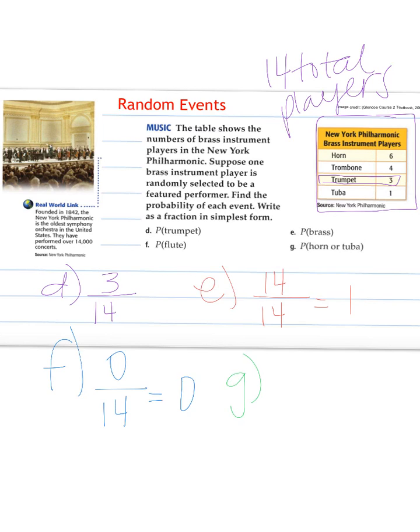Now the next one, the probability of a horn or tuba player. So we need to add the horn players, which are 6, and there's 1 tuba player, out of the total possible. So 6 plus 1 is 7 out of 14. Simplest form is 1/2.